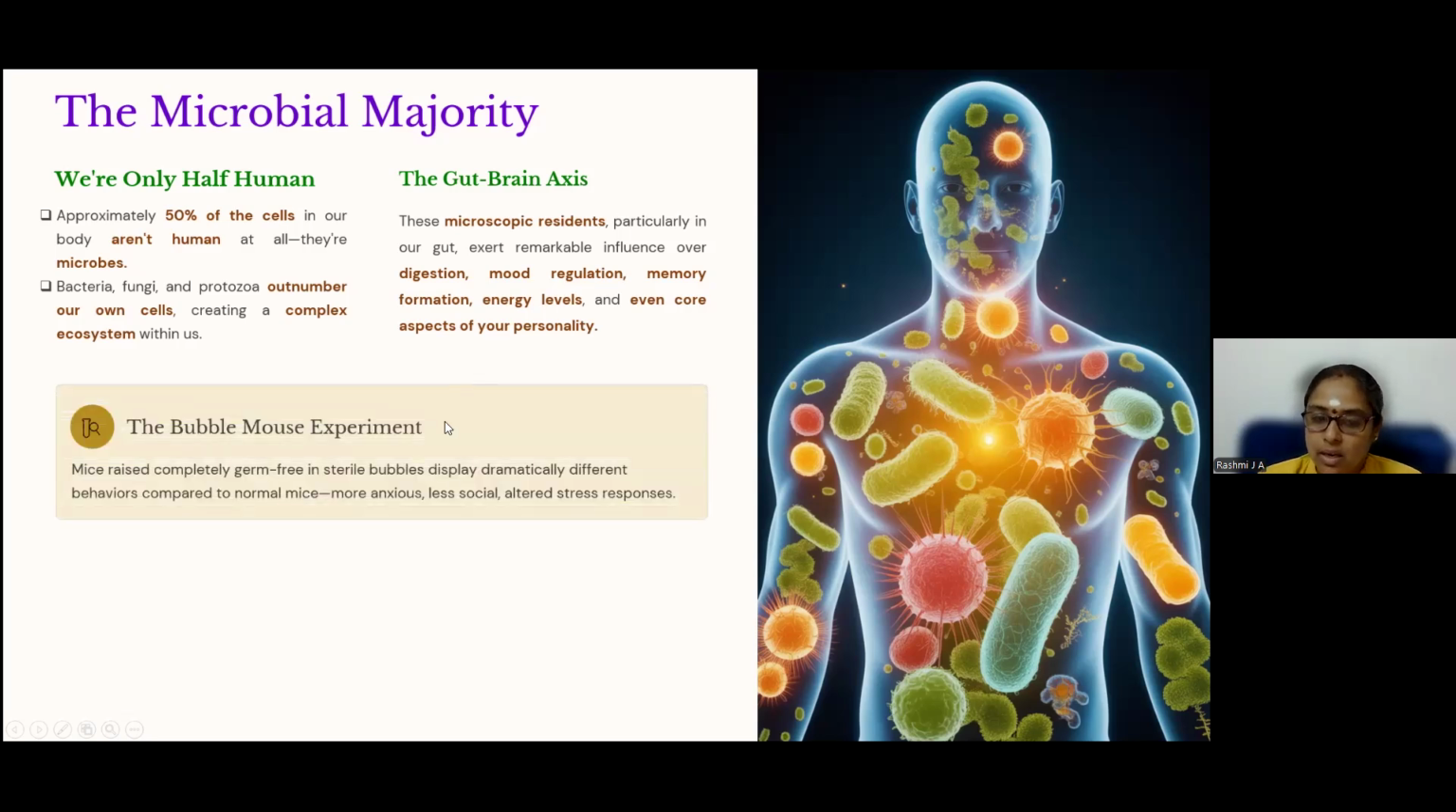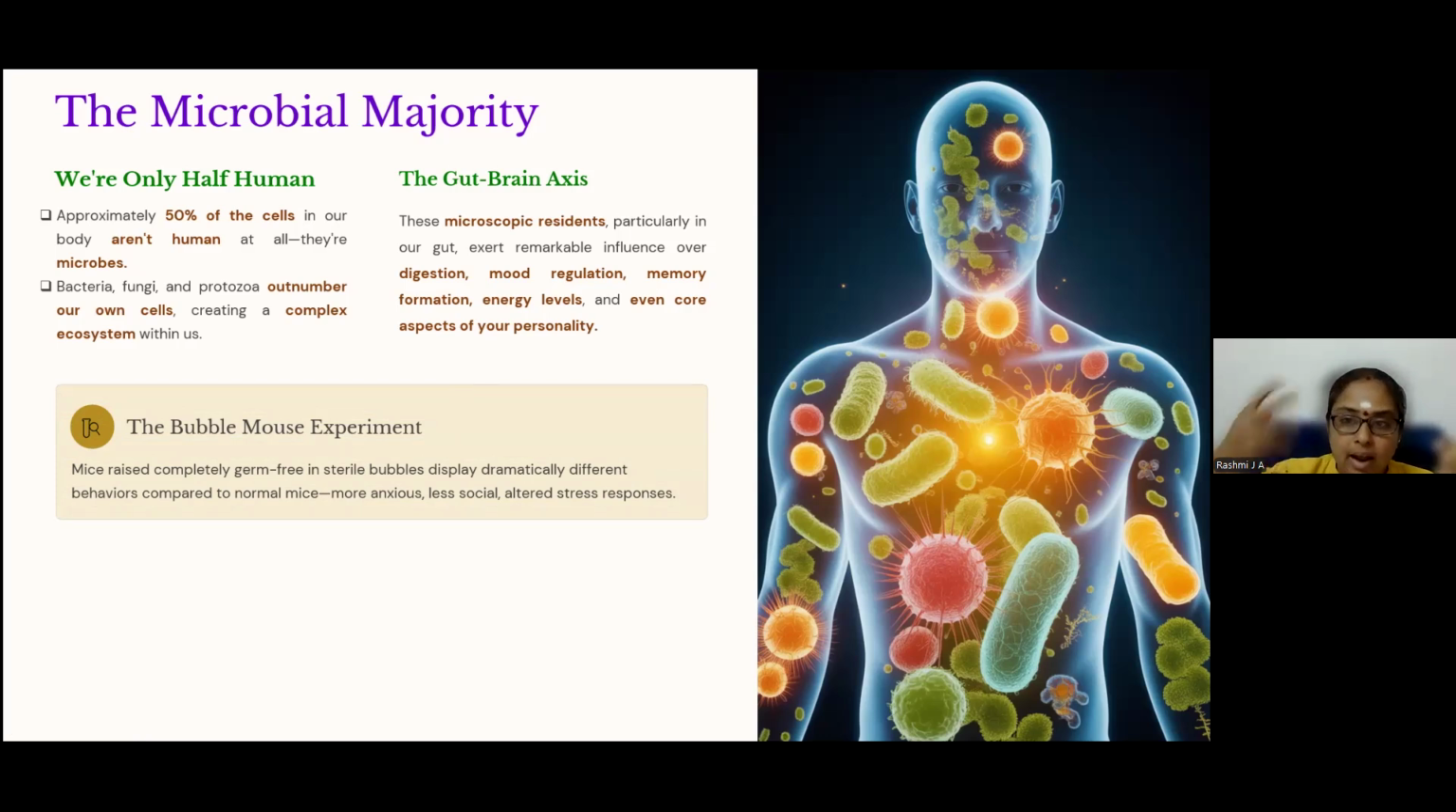So here they have done an experiment in which they had a mouse in a bubble. Bubble in the sense that it is an equipment which is very, very sterile in nature. That is, no microbes at all. Even the air which is passed for the mouse to breathe is very sterile in nature. So in that sterile condition, they have grown a mouse.